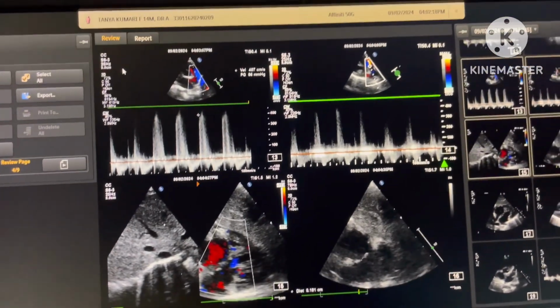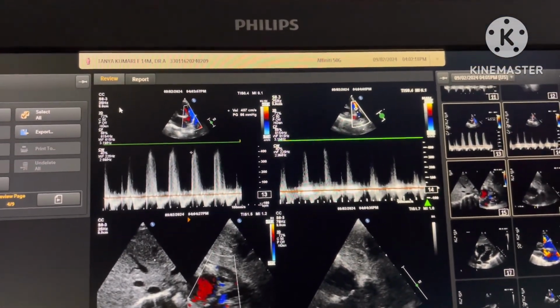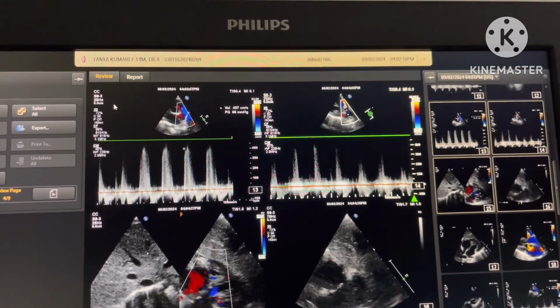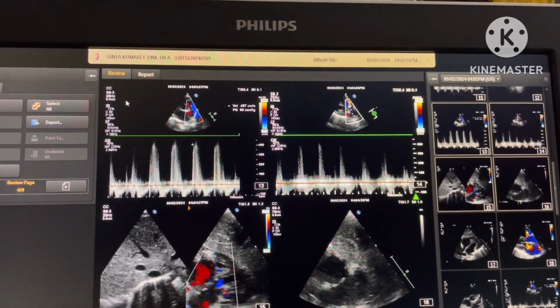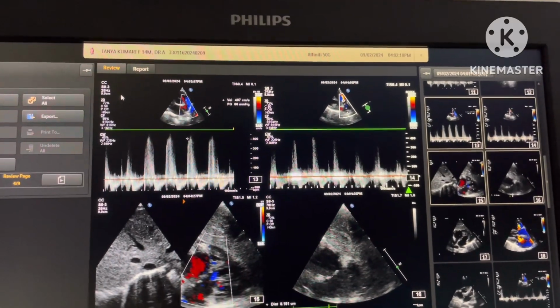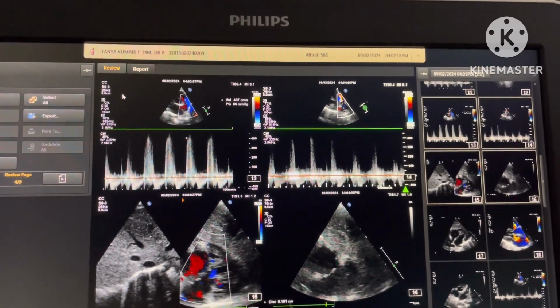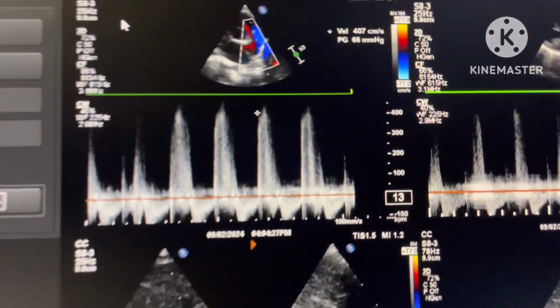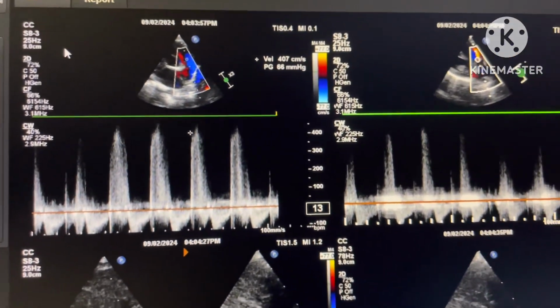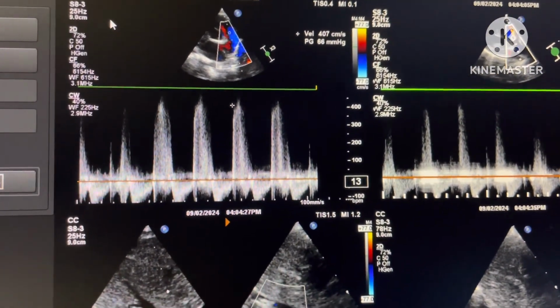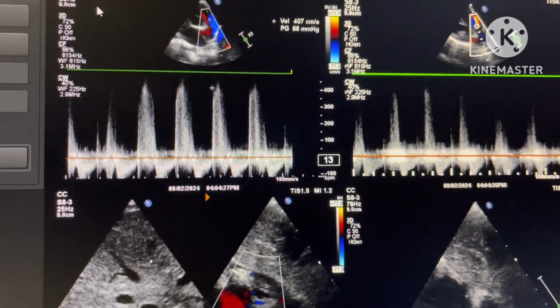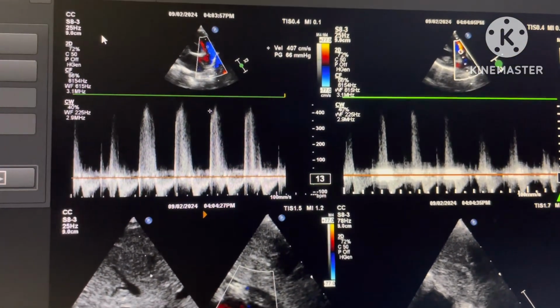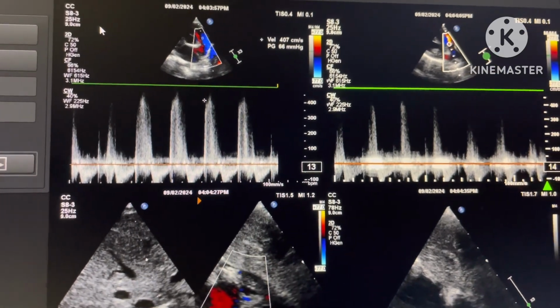This is the case of anomalous origin of left pulmonary artery from right pulmonary artery. That is pulmonary artery swelling. This case has got raised pulmonary artery pressure. In this image, the peak velocity of PR jet is 4.07 meter per second and gradient is 66 millimeter of mercury. So that gradient indicates mean pulmonary artery pressure.